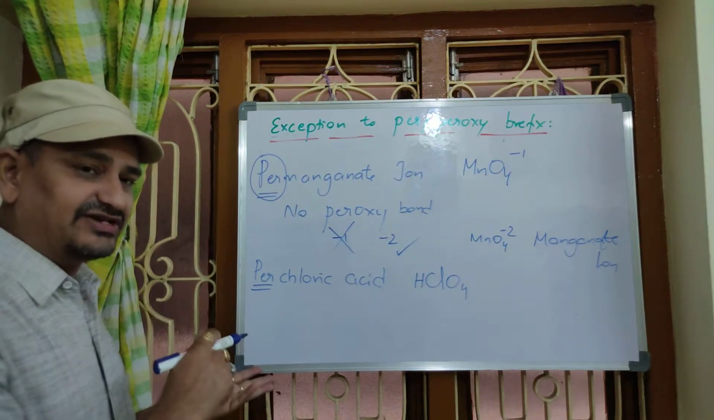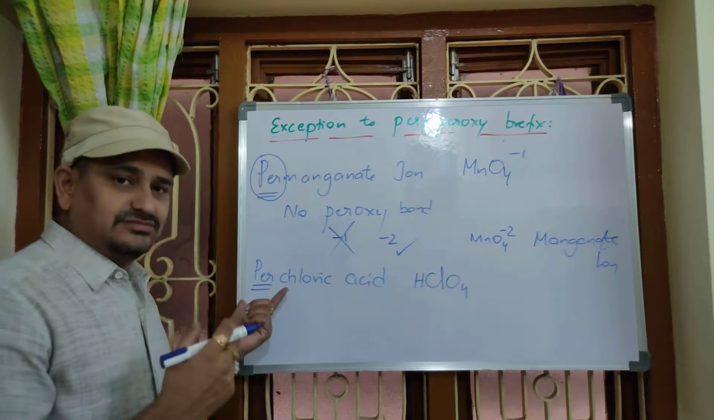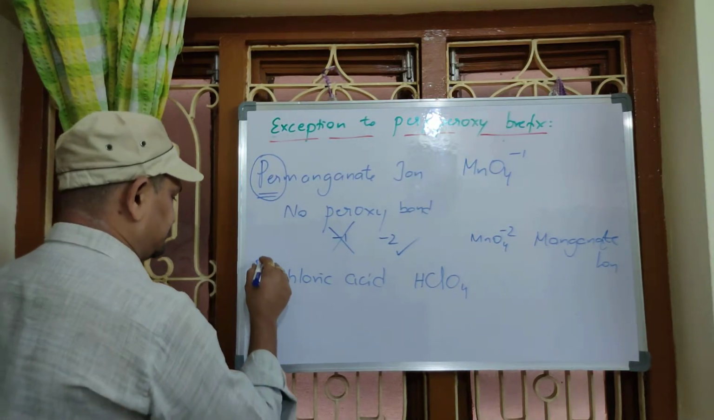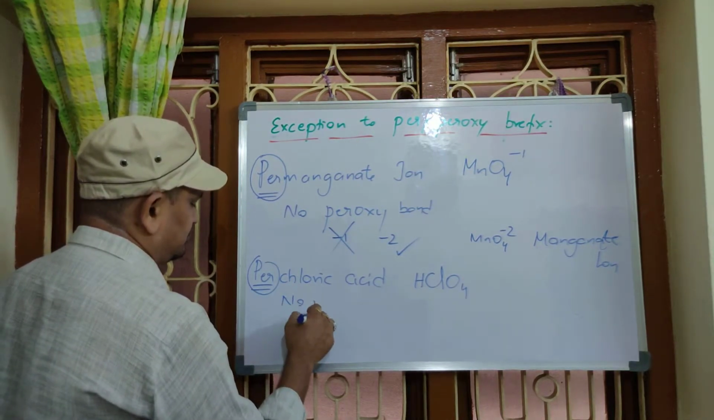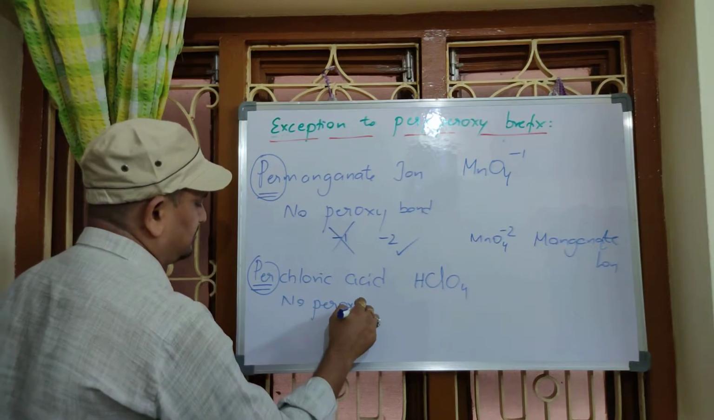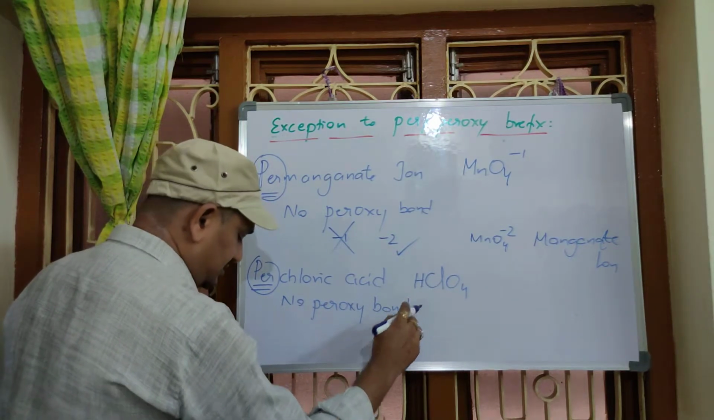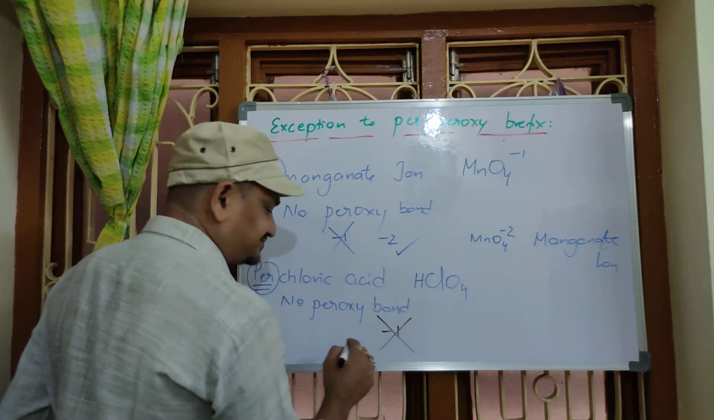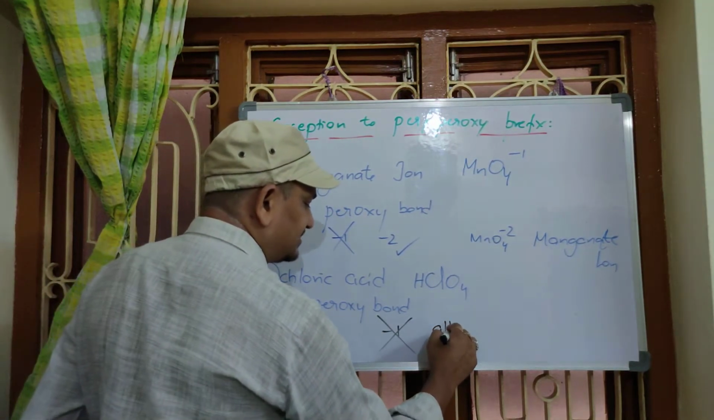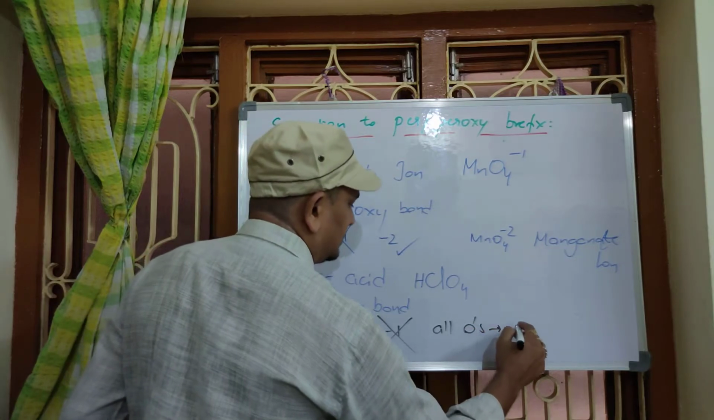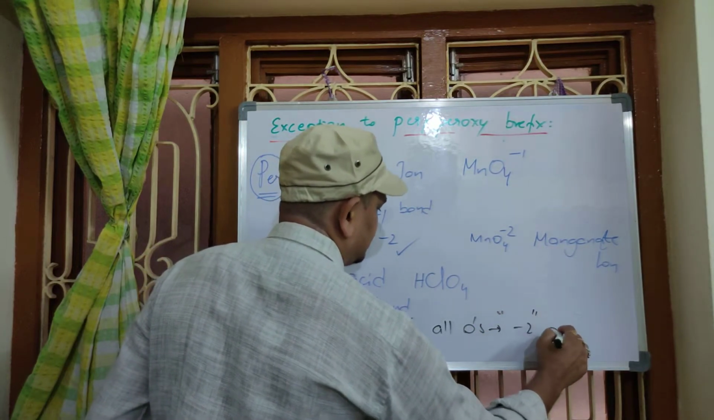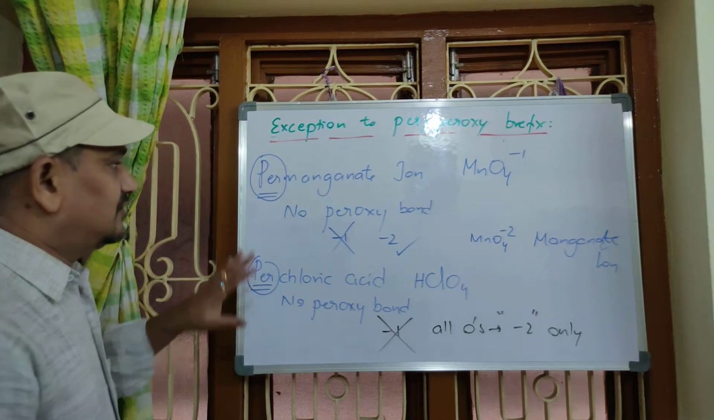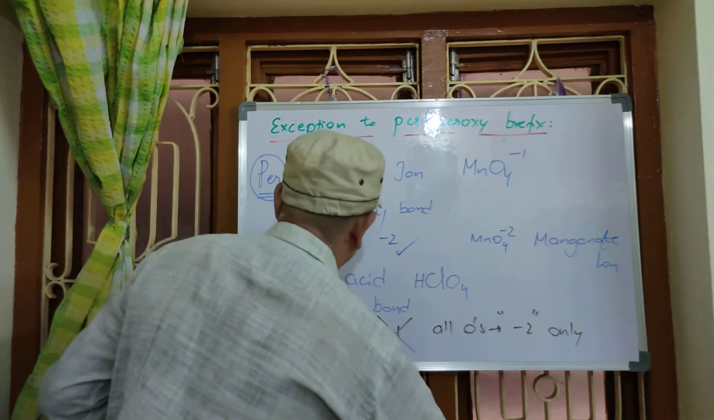Usually, whenever there is a prefix per, there is a presence of peroxy bond, right? But here there is no peroxy bond. There is no peroxy bond means no -1 oxidation state. All oxygens bear -2 only. Look, you can find out the oxidation numbers.